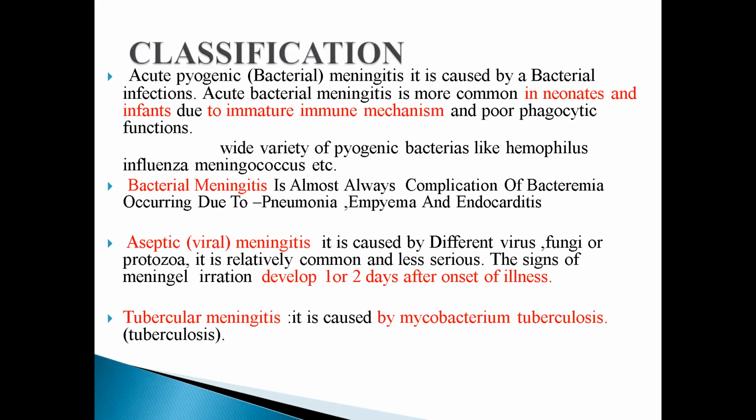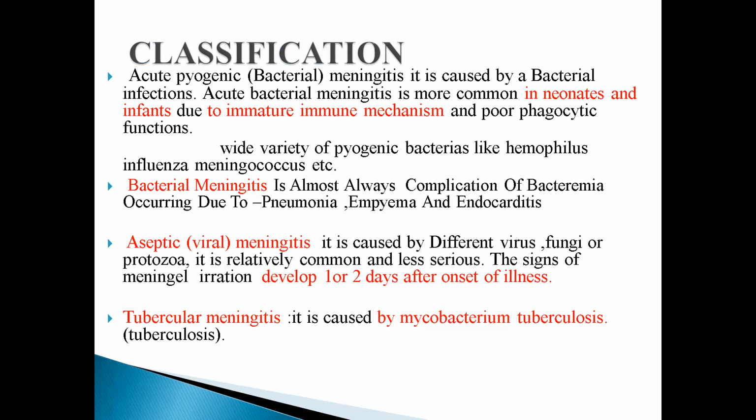Mainly there are three classifications of meningitis. One is bacterial meningitis, the second is viral meningitis, and the third is tubercular meningitis. Bacterial meningitis is also called acute pyogenic meningitis. This acute pyogenic meningitis is caused by bacterial infections.